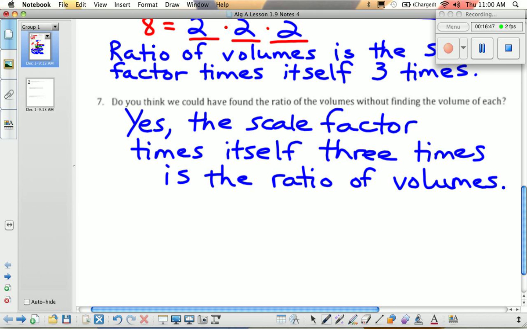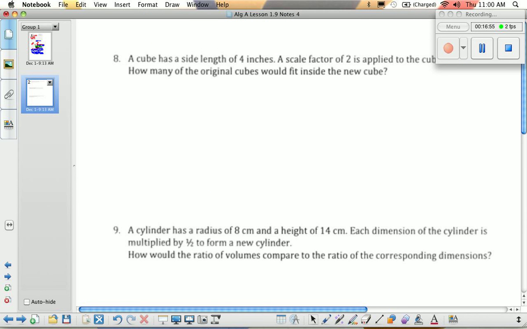So in reality, we can sometimes save ourselves some work. We can count on this. So go back and try to do stuff without drawing pictures. I'm not saying you can't draw pictures. Feel free. A cube has a side length of 4 inches. A scale factor of 2 is applied to the cube. How many of the original cubes would fit inside the new cube?